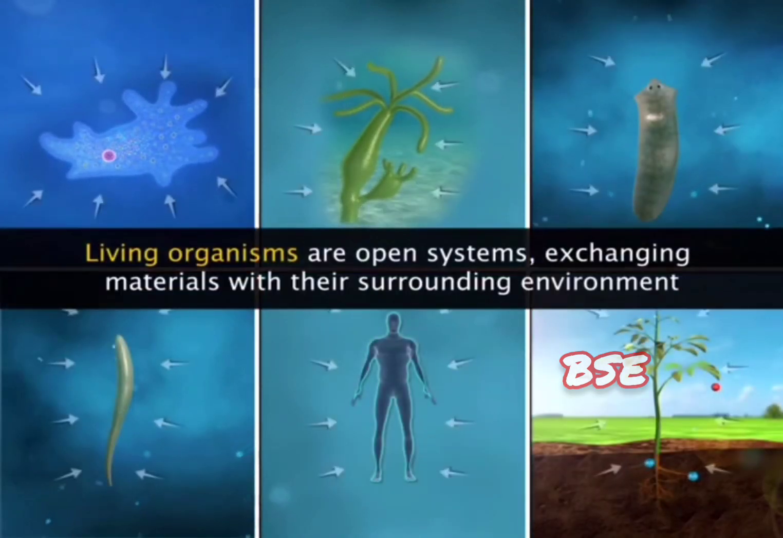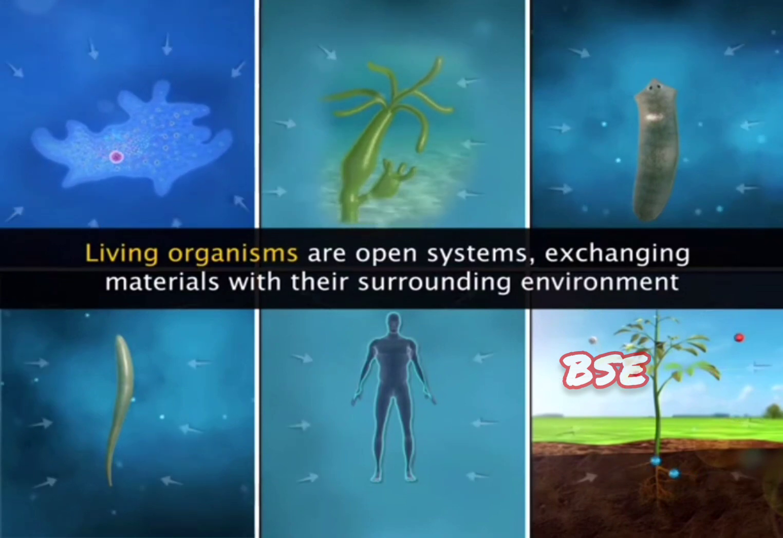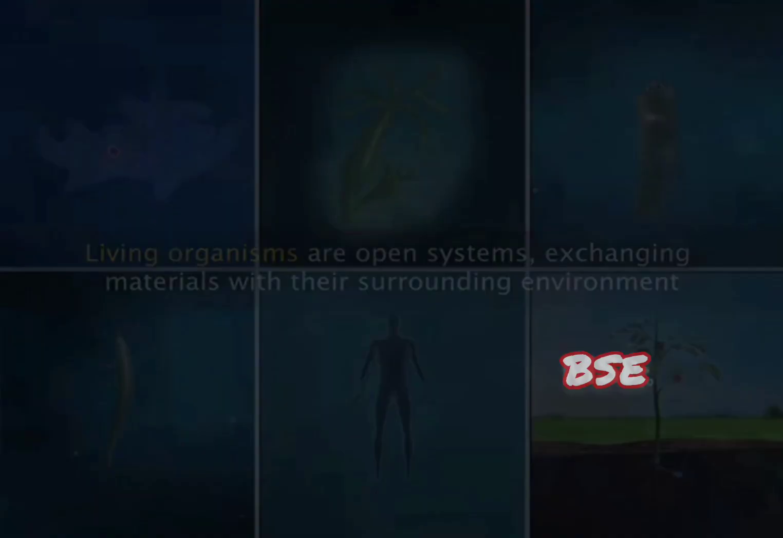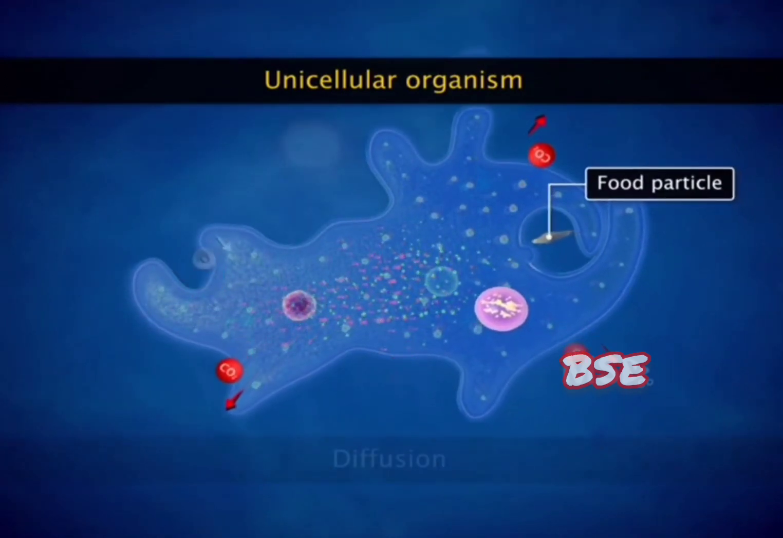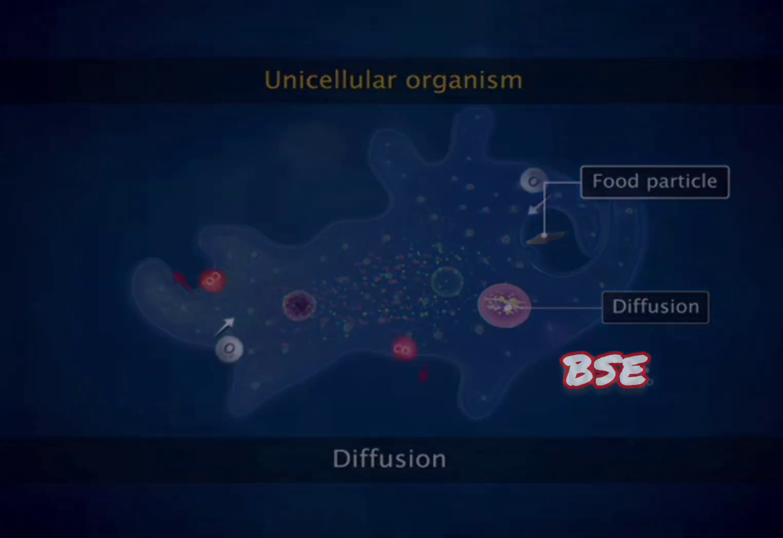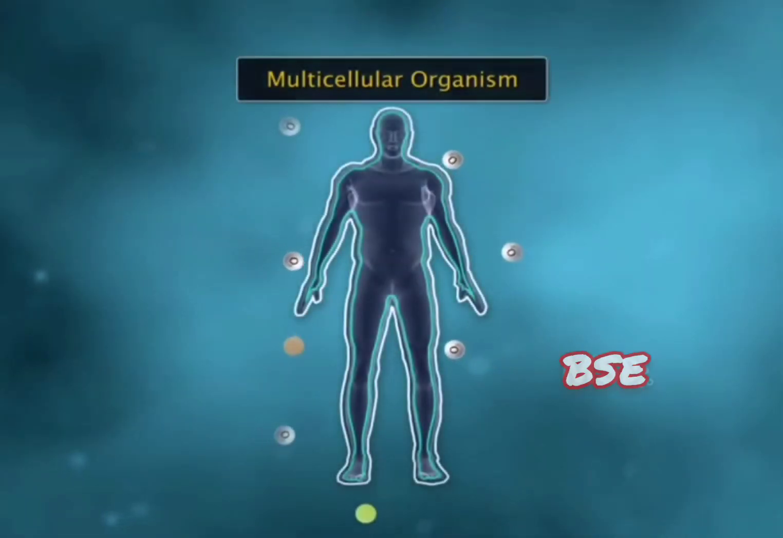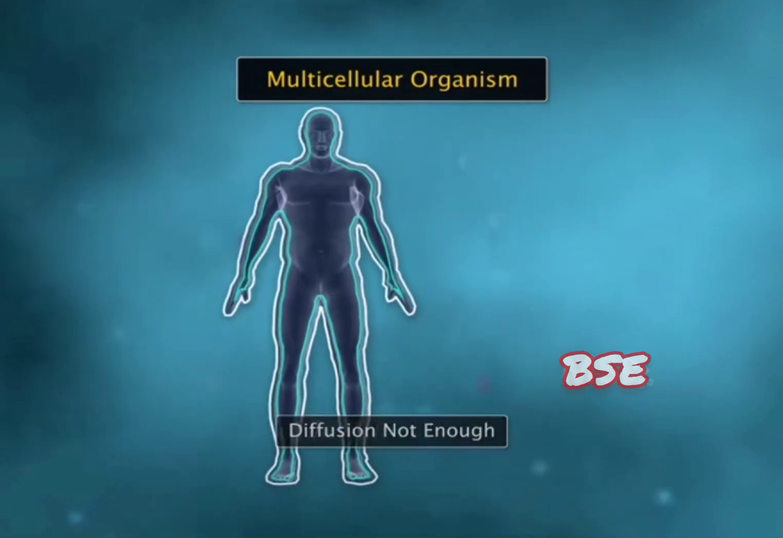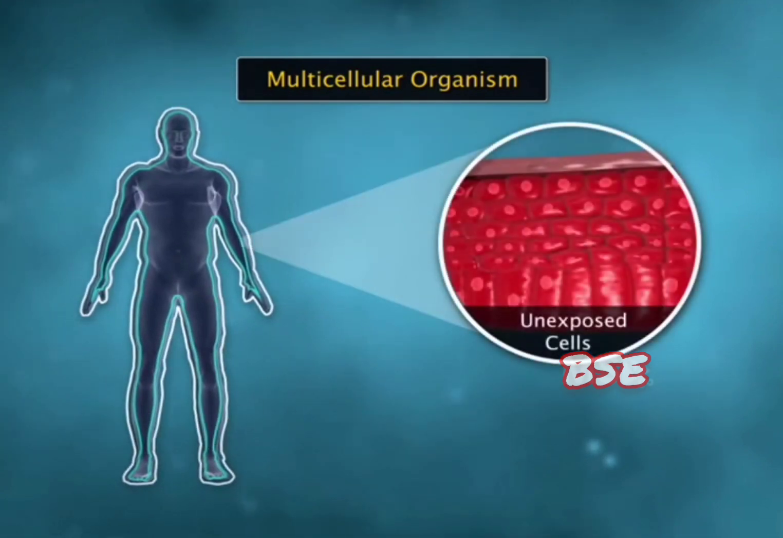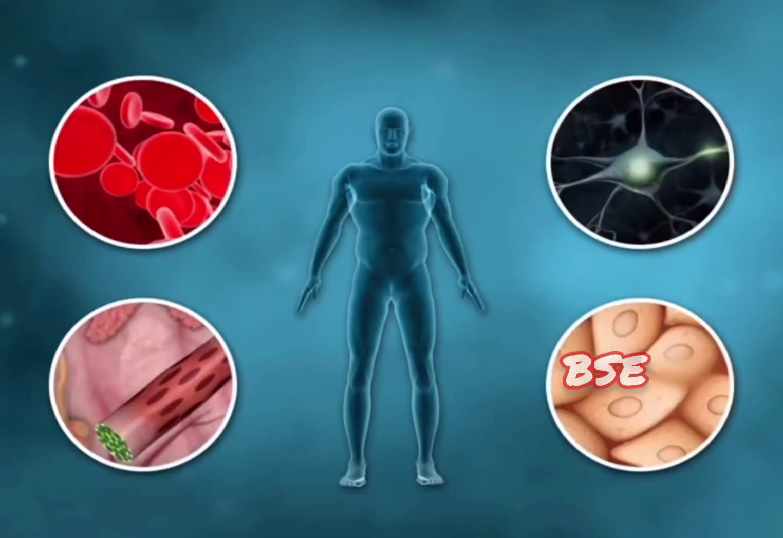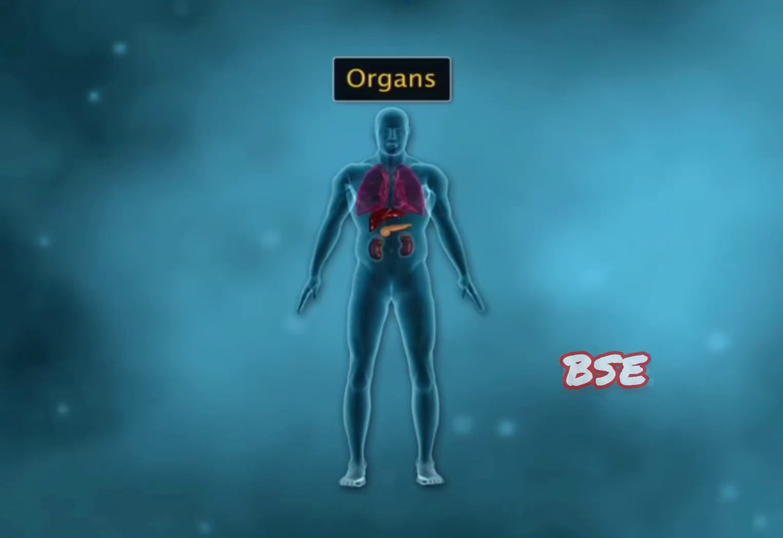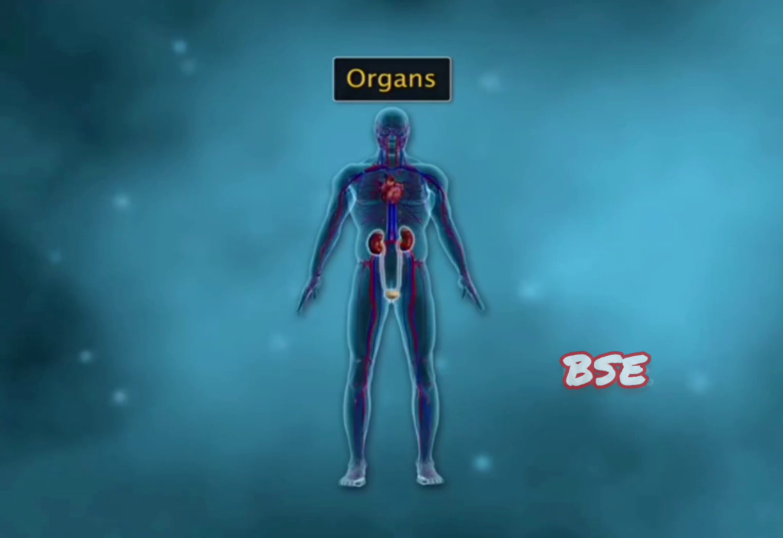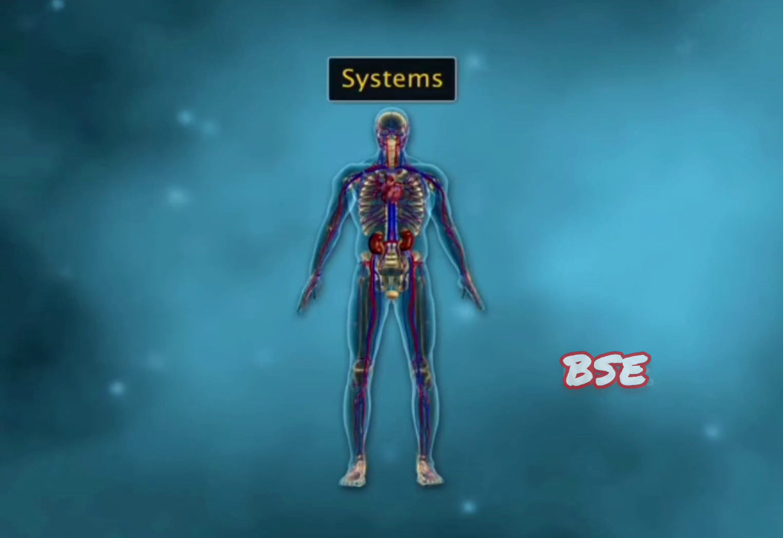Living organisms are open systems, exchanging materials with their surrounding environment. Unicellular organisms perform life processes by their single cell by diffusion. Multicellular organisms are formed of many layers, and diffusion alone is not enough to supply the millions of unexposed cells. Groups of specialized cells form different organs and systems to perform different life processes.